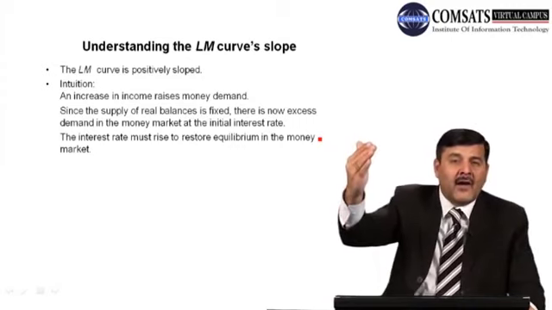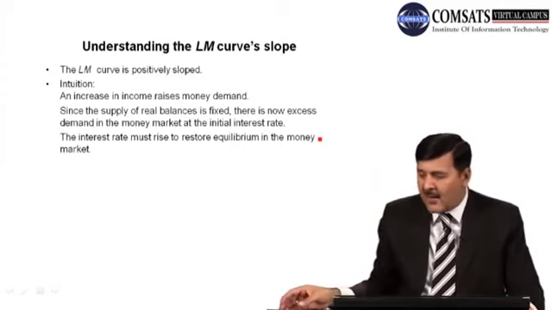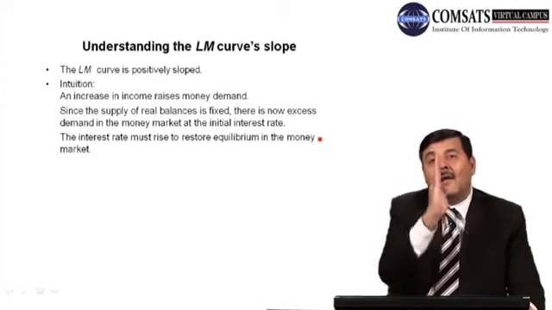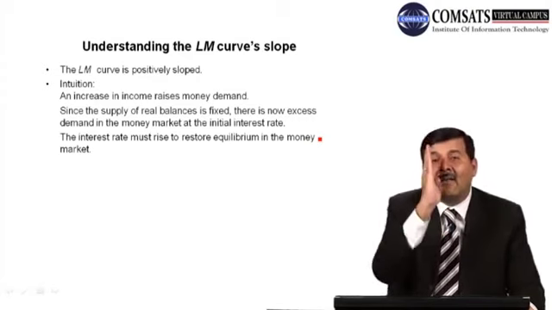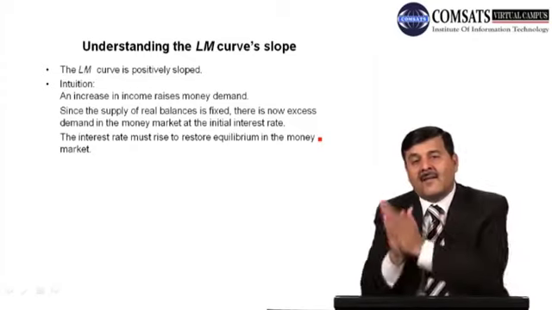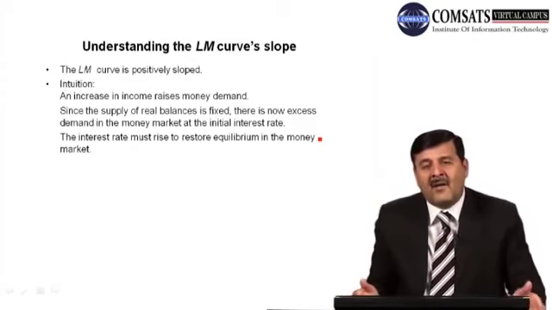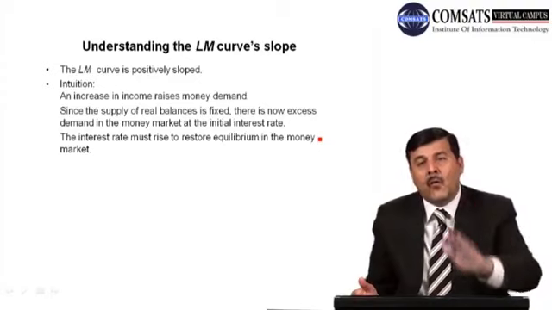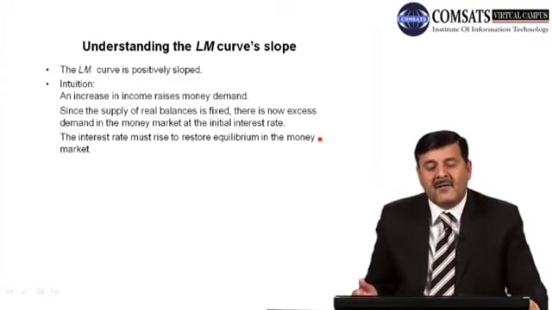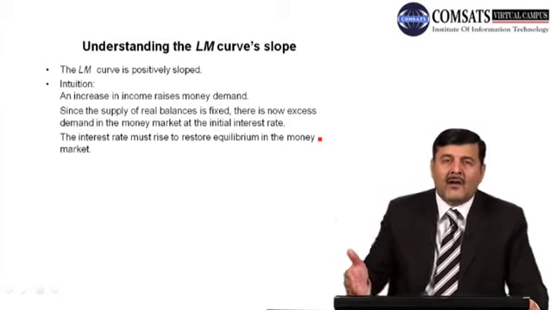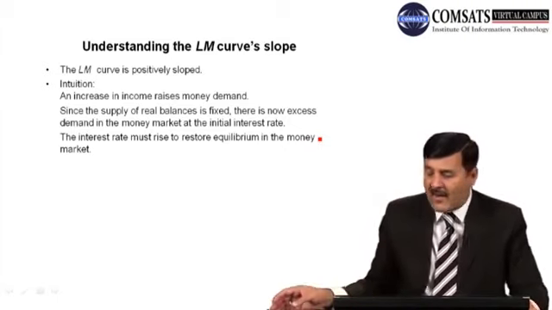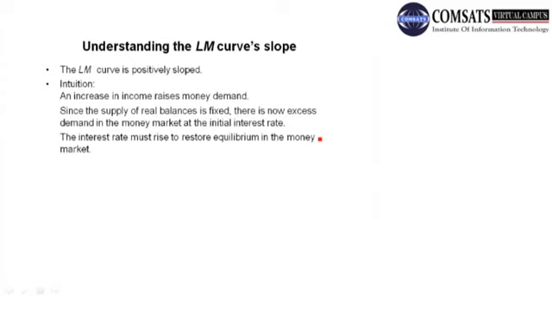The interest rate will start rising to restore the equilibrium in the money market because money demand is in excess at the initial rate of interest. So what will happen? The rate of interest starts going up in order to bring equilibrium back in the money market, right? So this is the logic, and this is the reason that we have a positively sloped LM curve.